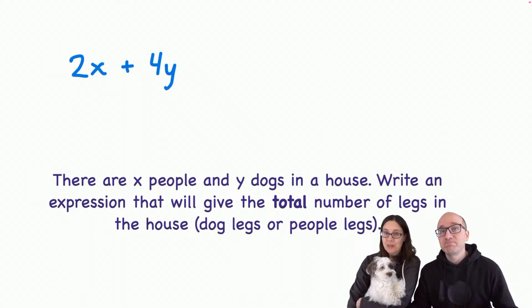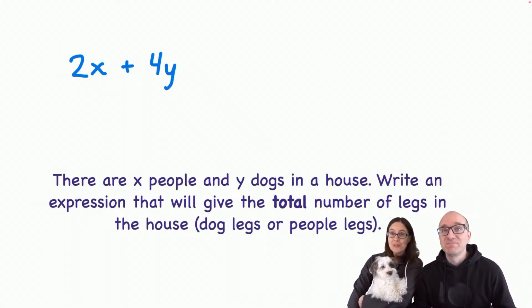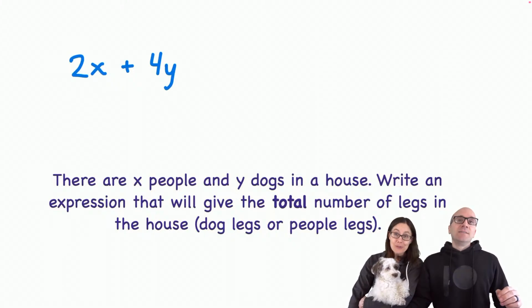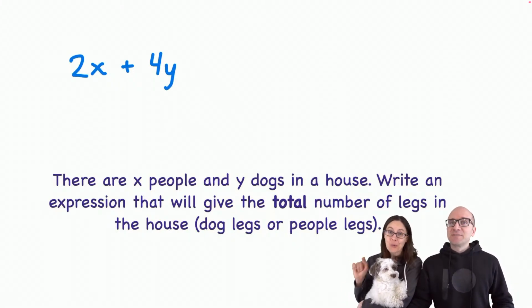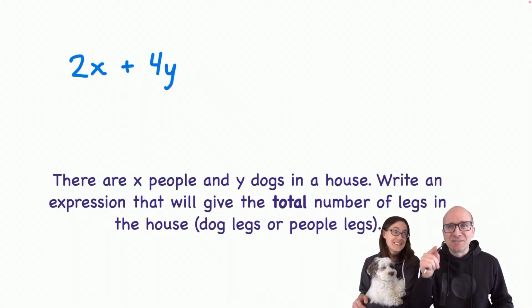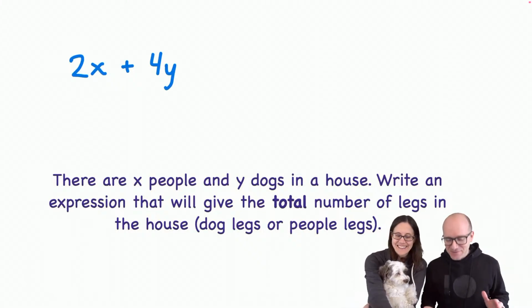And Sammy points out, you got to assume that everyone has all their legs, because it's possible for someone to lose a leg, and then this little equation here wouldn't be accurate. All right, Sammy, I'm watching you. You're always thinking outside the box.